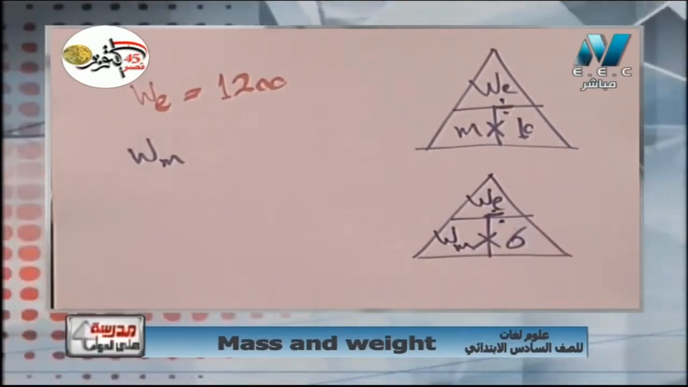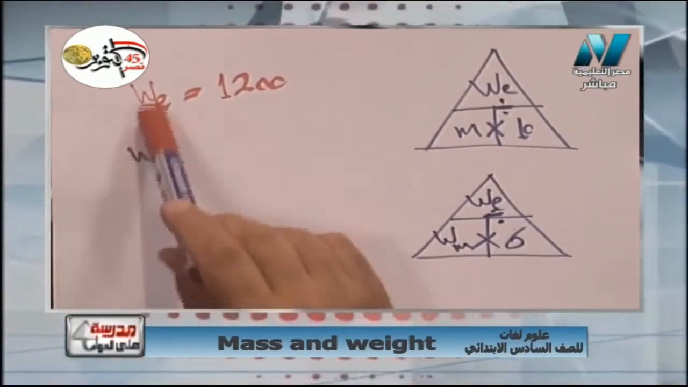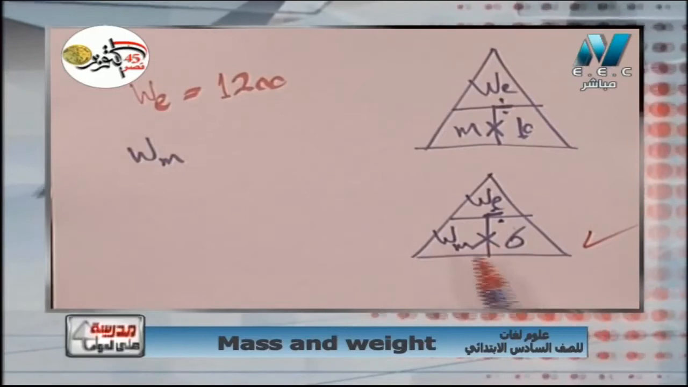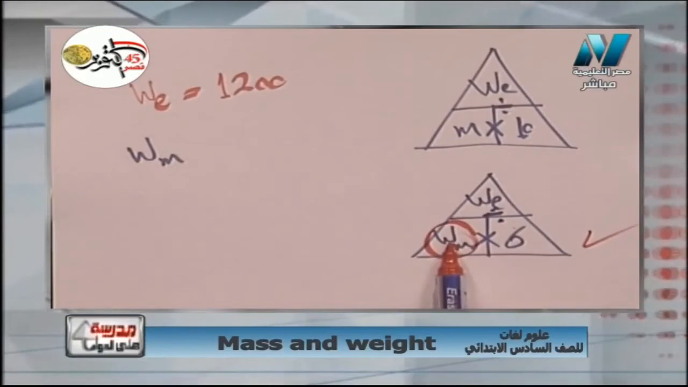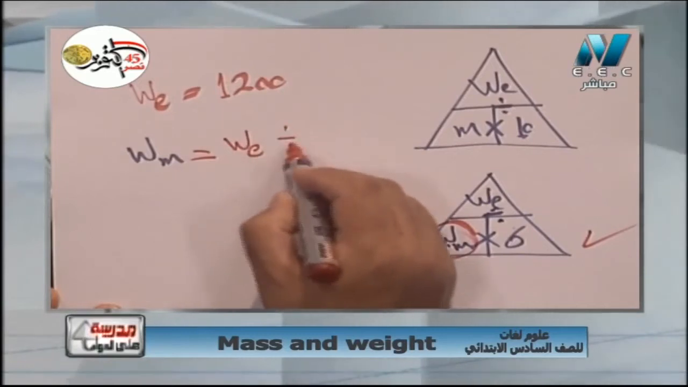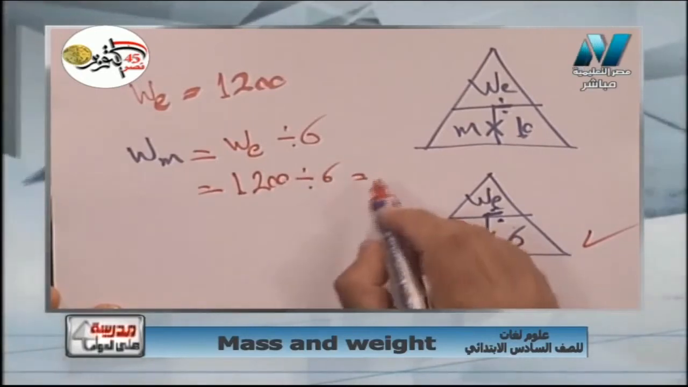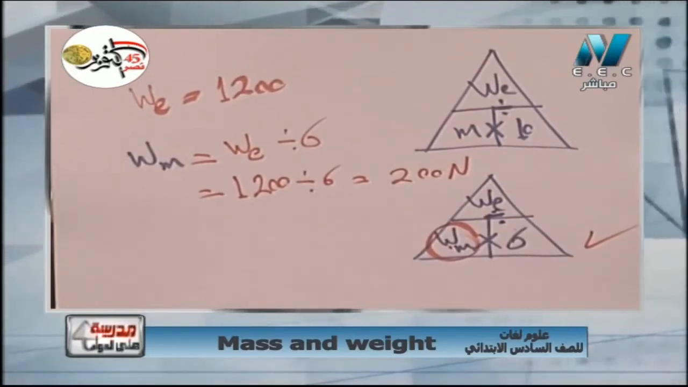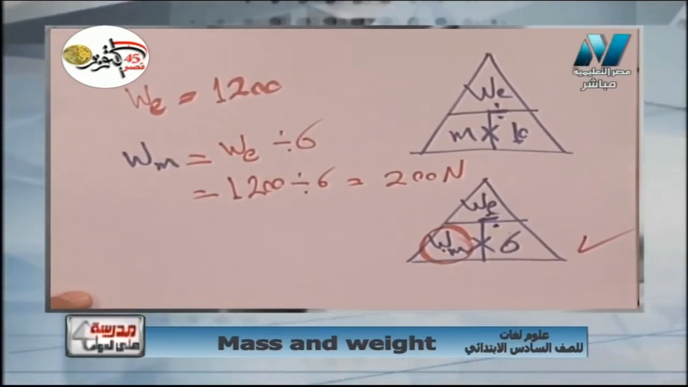Okay, so now I want what? I want weight on the moon. What do I have? Weight on the earth. So I'm working with weight and weight, not weight and mass. So I will use this rule, the second rule. Why? Because I want weight on the moon and I have weight on the earth. Pen on it: equals what? Equals weight on the earth divide 6. So it will be 1200 divide 6 equals 200 Newton. Again, if I want weight on the moon, I will use the second law. When I want weight on the moon I will definitely resort to the second law.